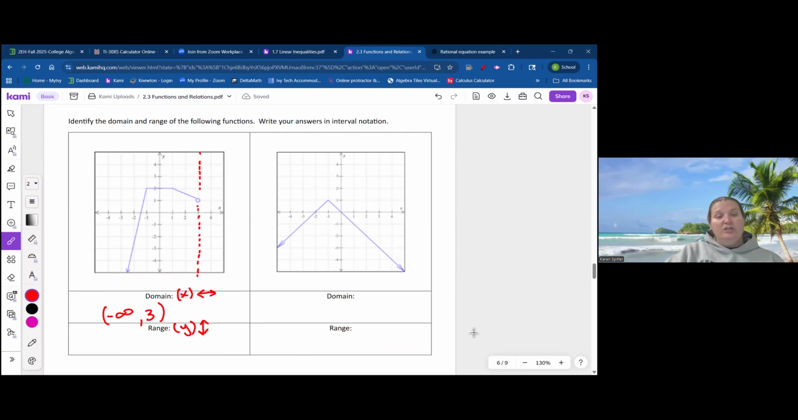My range, as low as it goes, again there's an arrow, that's -infinity. The highest it goes is right there at 2, and it's a solid line, so we're going to make a bracket. The only reason we didn't make the 3 a bracket is because that is an open circle, and open circles are not included.